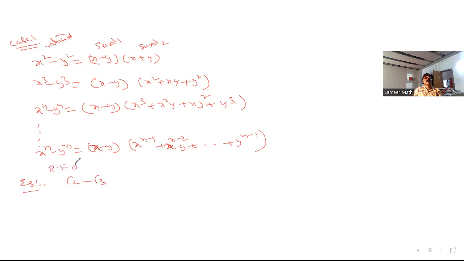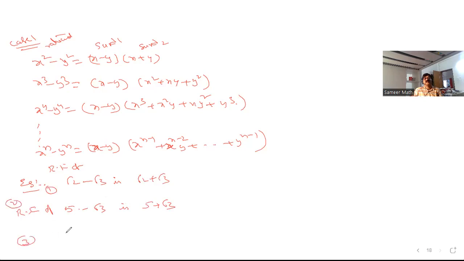What is the RF of this? This one you have to write: that is root 2 minus root 5. And the RF of root 3 minus root 5 is root 3 plus root 5, simply. This is one example, and this is the second example.